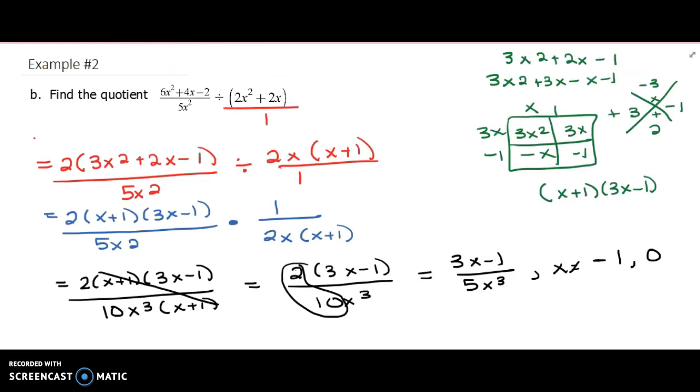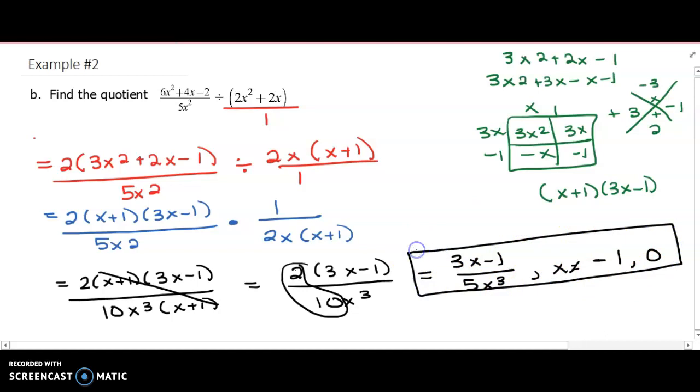All right, so hopefully you have gone through and tried this on your own. So check yourself against what I got. Here's my final answer here. 3x minus 1 over 5x cubed, where x cannot equal negative 1 or 0.